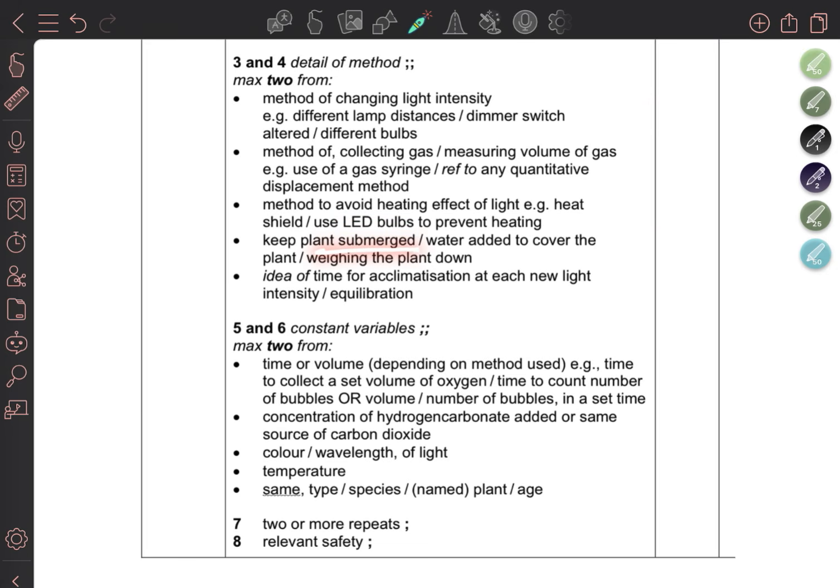Keep the plant submerged, same thing as before. And then allow time for accumulation at each new light intensity equilibrium. That means give it some time before repeating the experiment. And also when you keep a new light bulb, or when you change the light intensity, wait for some time before measuring the volume.